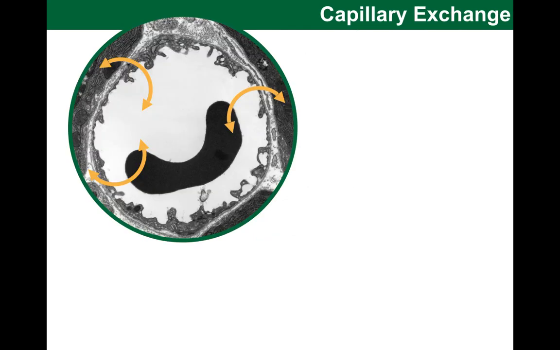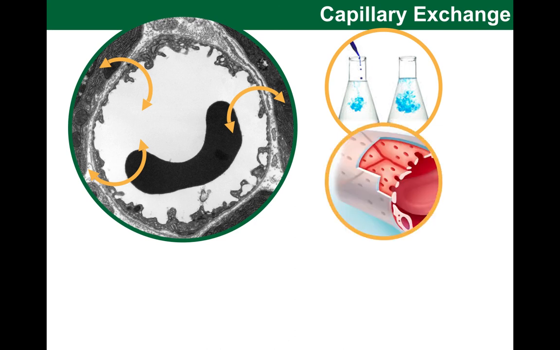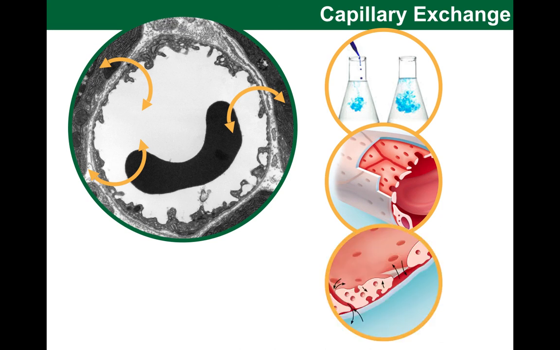So the exchange can happen by simple diffusion. Remember, this was the movement of materials down the concentration gradient. So in this example picture, the food color put in one corner of a glass slowly spreads evenly to all of the content of the glass. Or some of the exchange can happen through fenestrations. Remember, these were little window-like structures in the walls of the capillaries. Or it could be due to active transport. This is where we use either various pumps or vesicles to transport larger molecules across.